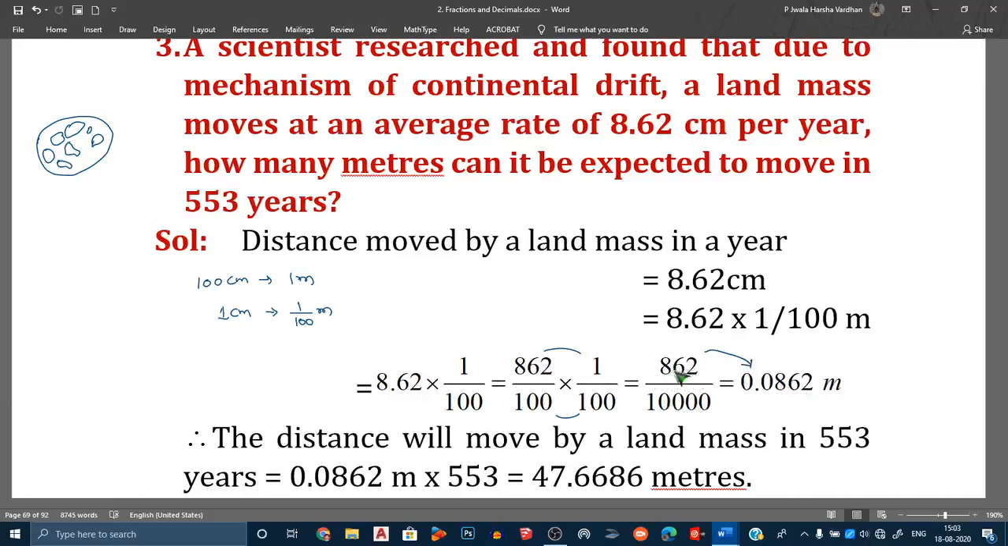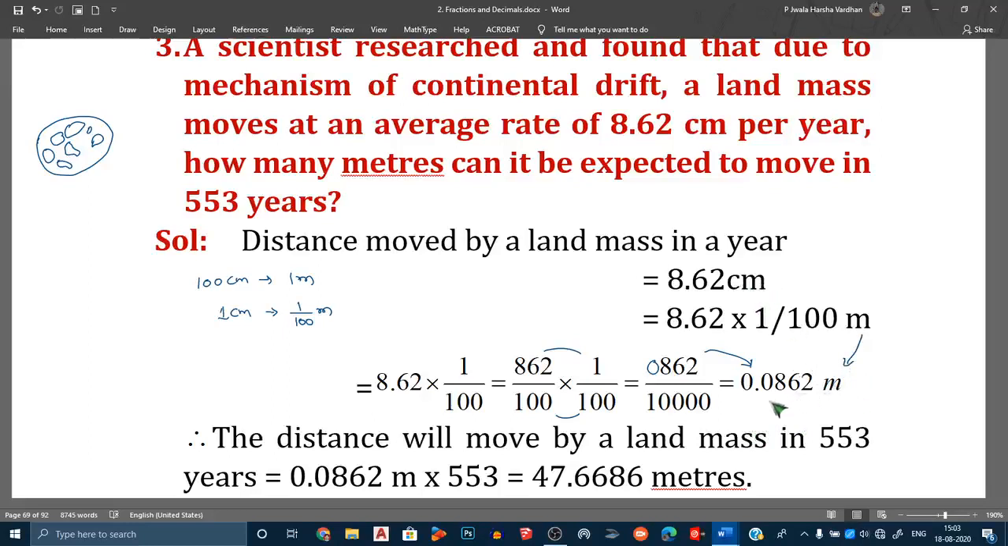But here only 3 digits are there, which means you can put one more zero. After that you have to put a point, and in the whole number part you can also write one more zero here. So which is 0.0862 meters. Now it is converted into meters. Centimeters we are converting into meters.